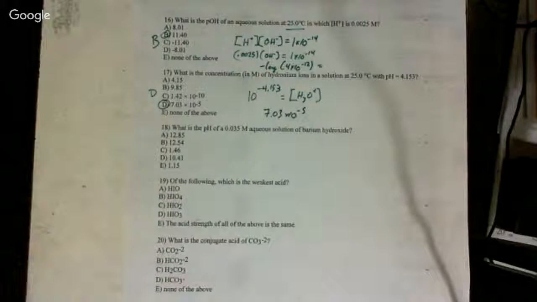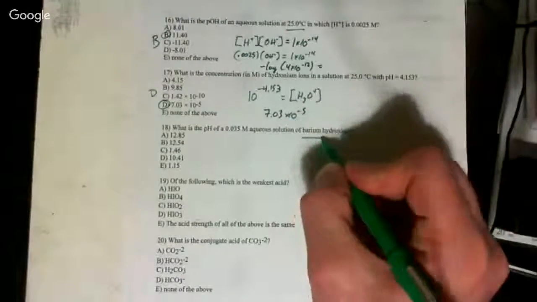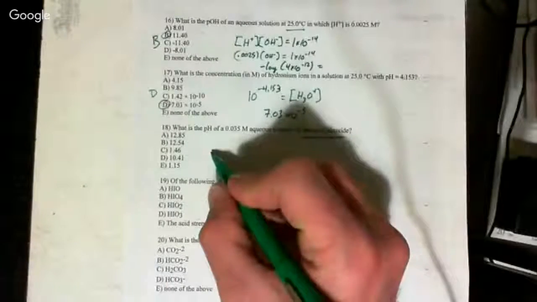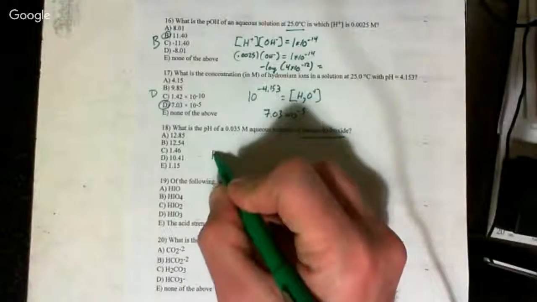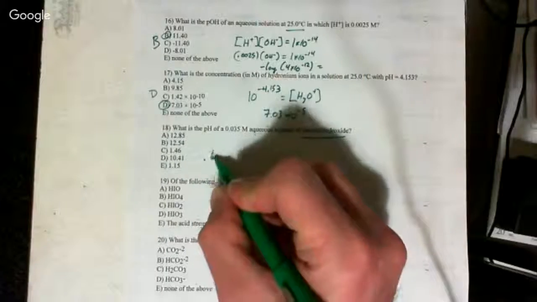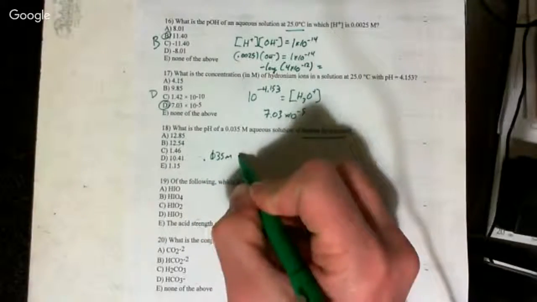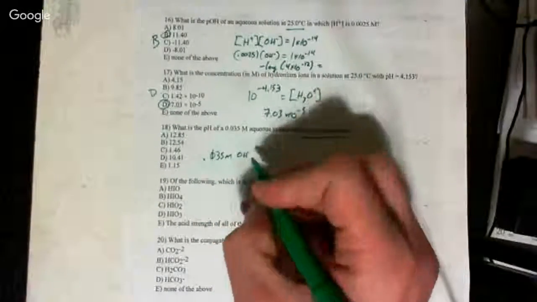Number 18, what's the pH of a 0.035 molar aqueous solution of barium hydroxide? Barium hydroxide, you remember that barium hydroxide is one of our strong bases. All of our strong bases are the alkali metal hydroxides and the heavy alkaline earth metal hydroxides. So because it's a strong base, it's going to completely dissociate, which means that I'm going to end up with 0.035 molar, and be careful, OH-.